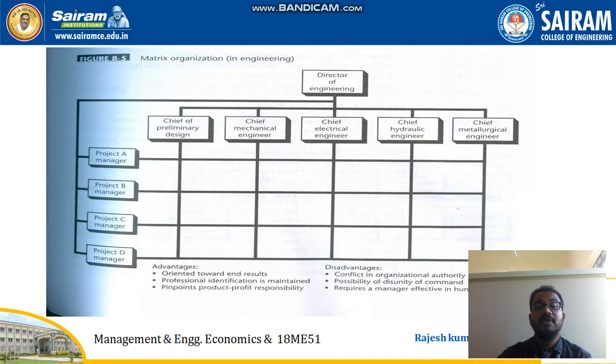And this is the flowchart for the matrix organization, where the director of engineering is the major chief. Under him, you will be able to see the preliminary design chief, mechanical engineer, electrical engineer, hydraulic engineer, and metallurgical engineer. And under them, each project manager will be there, that is, manager A, manager B, manager C, and manager D.